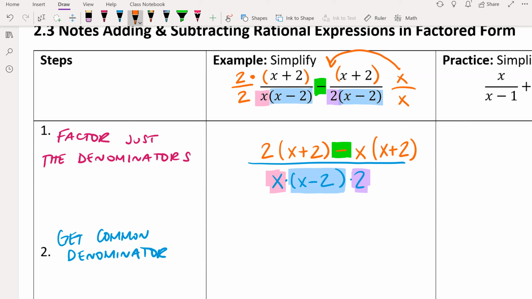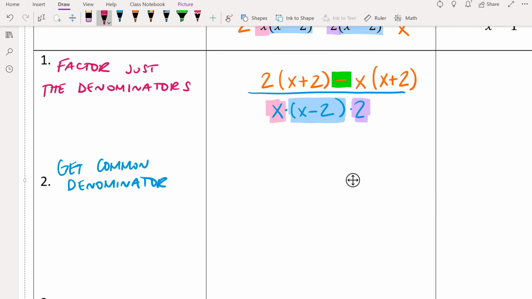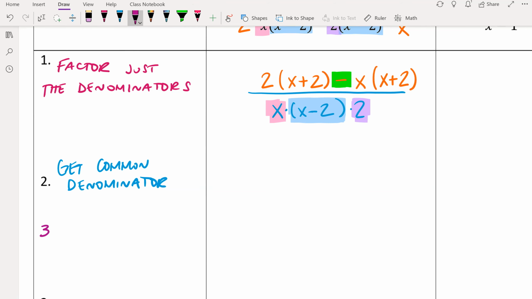Okay, we are done with step 2, get a common denominator. We are done with this step. And now we need to move on to step 3. My numbers aren't going to really line up, so I'm just going to go ahead and write step 3 in. Step 3: distribute in numerators. Distribute means multiply.